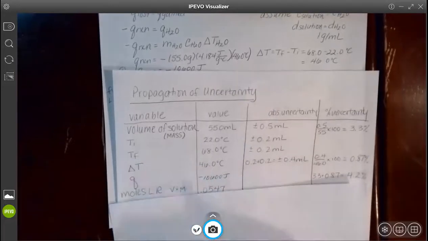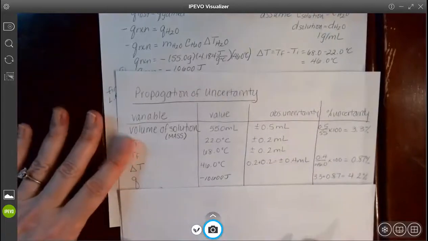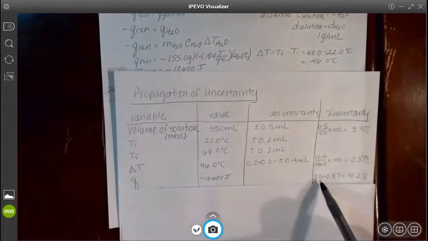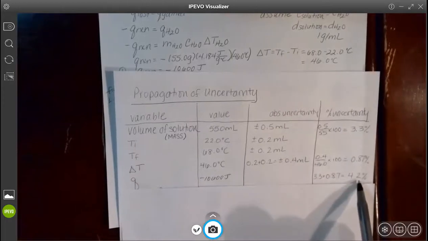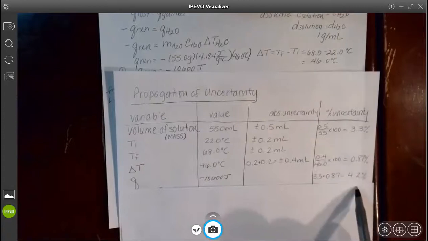600 joules, I added the uncertainty in the mass and the uncertainty in my delta T. So my uncertainty in Q is the sum of those two, or 4.2%.